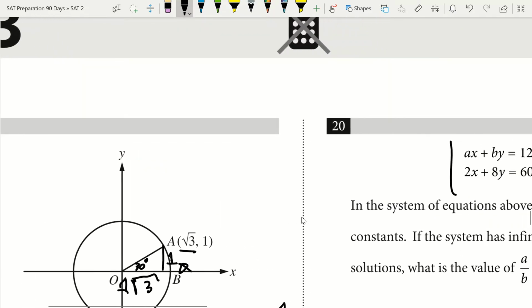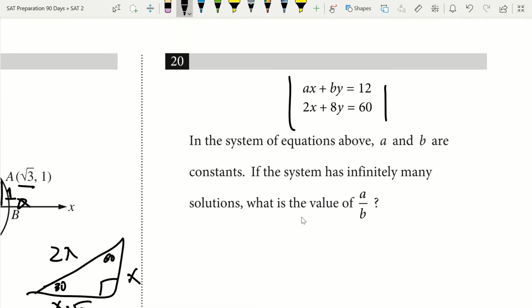Now we got question 20. In the system of equations above, A and B are constants. If it has infinitely many solutions, what's the value of A over B? Infinitely many solutions means that we have the same slope and also the same y-intercept. If there's infinitely many solutions, I see to get from my y-intercept there, I got to multiply by 5. Okay, I got to multiply by 5. Or if I'm going from 60 to 12, I got to divide by 5.